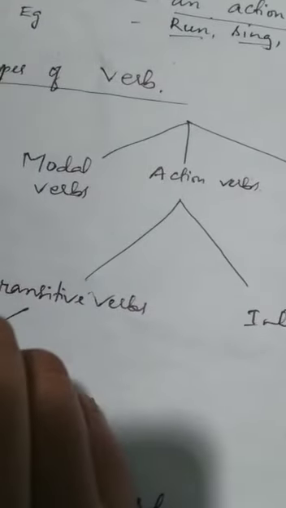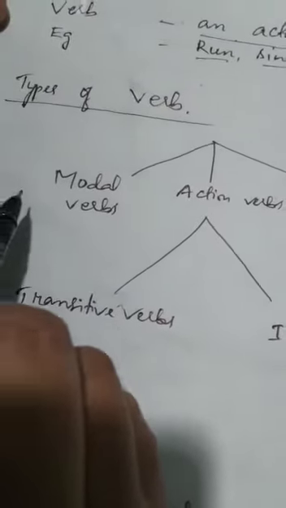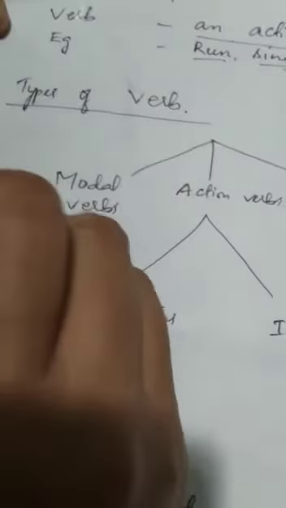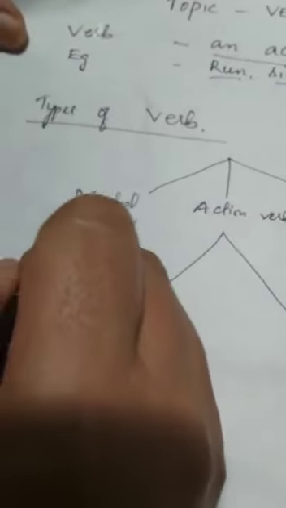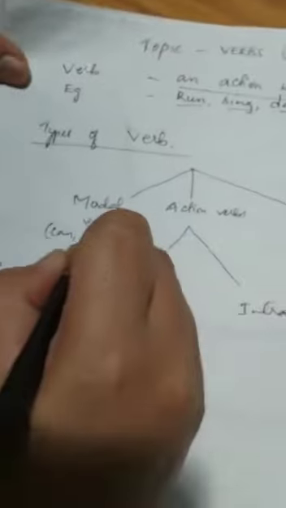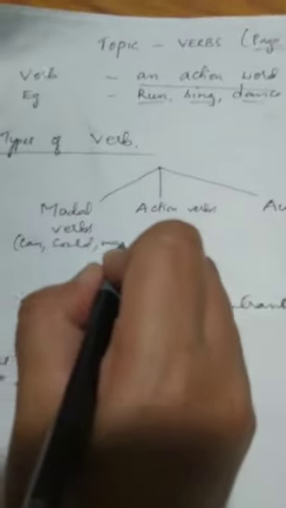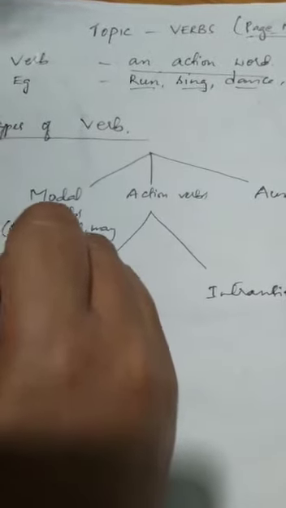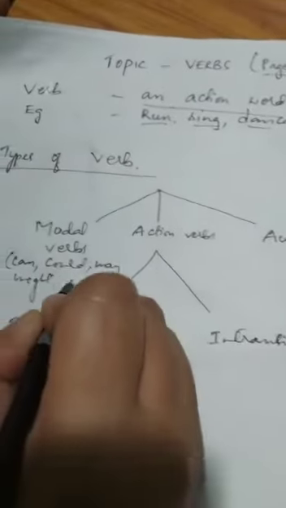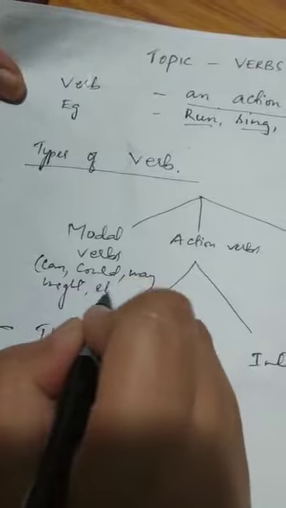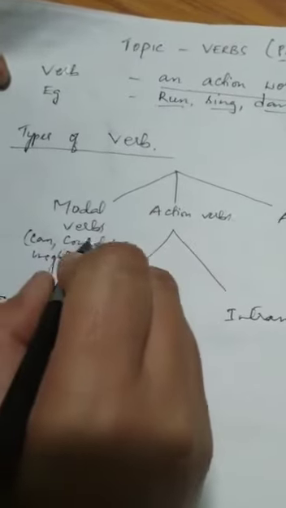Now for your understanding, let me give you some examples of modal verbs. And what are they? They are can, could, may, might. Okay, so these are called modal verbs.